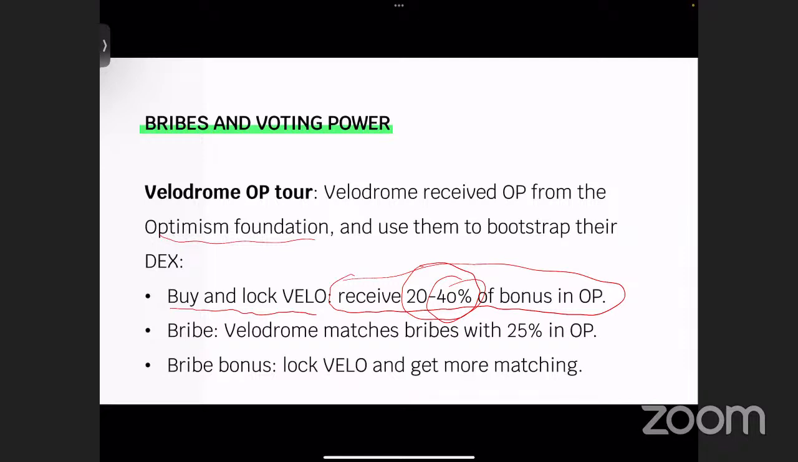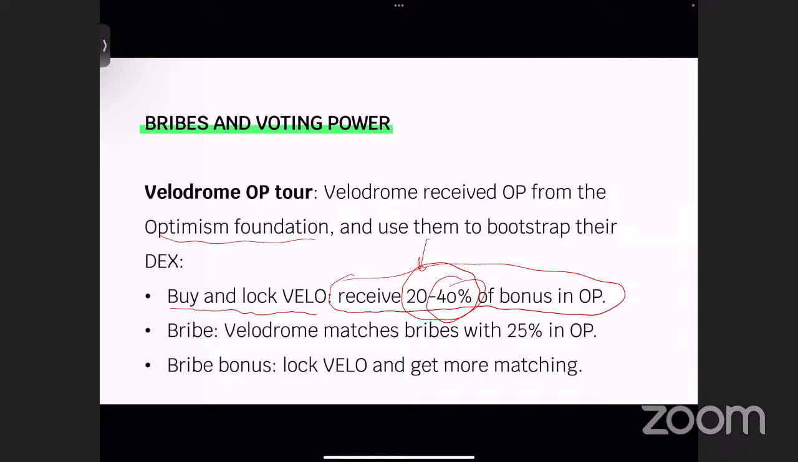It's what we have done with Jarvis. The company bought $10,000 of Velo, and we received, back then it was 20%, $2,000 of OP. And then the protocol bought, I think it was $20,000 or $30,000 of Velo, and we received 30%. Yeah, it was $30,000. We received a 30% bonus, so we received $10,000 of OP. So it lowers the entry price.